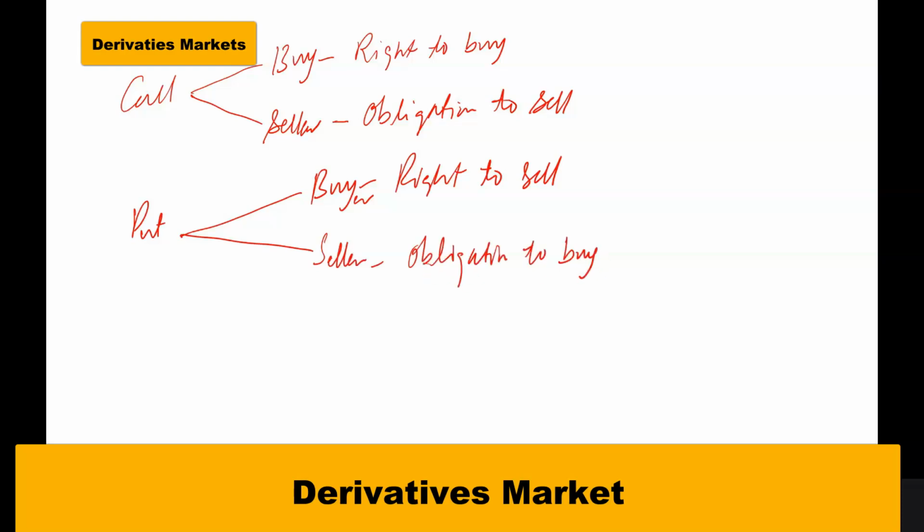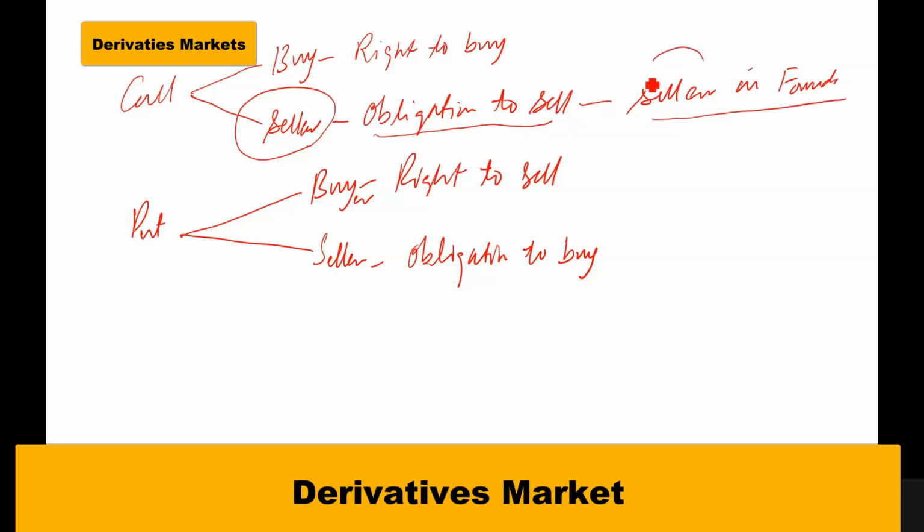So if I say, how can we equate a forward contract with a call option and put option? If somebody is the seller in a forward contract or futures contract, the seller in a forward or futures contract is exactly having the same position as the seller in a call option, because the seller in a call option has the obligation to sell and the seller in a forward or futures contract also has the obligation to sell. Okay, then the seller in a put option has the obligation to buy.